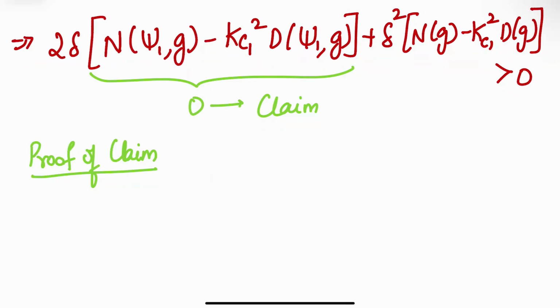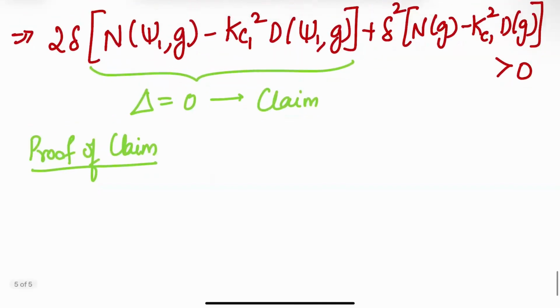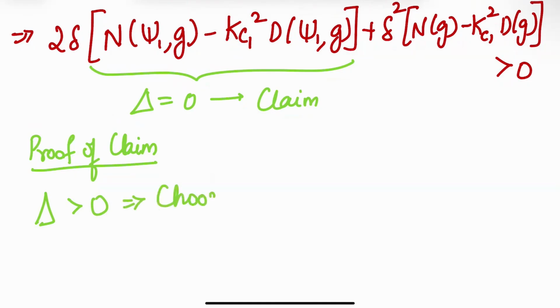Okay, so you can have two cases. Let me call this term capital delta, and I'm saying that that's equal to 0. So how do you prove this? Let's assume capital delta is greater than 0. If capital delta is greater than 0, I can choose little delta to be less than 0, because little delta is arbitrary. It can be anything, right? And small enough.